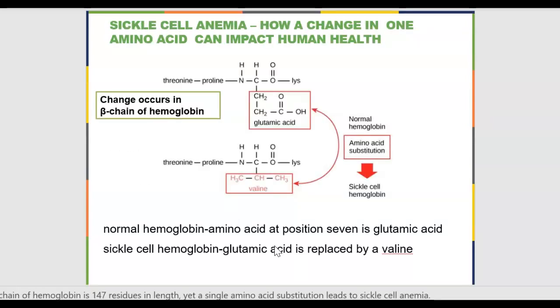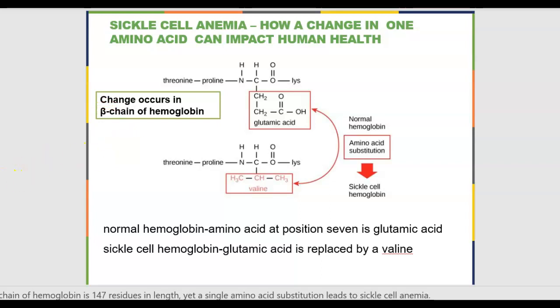Here's a specific example of where something can go wrong. Normal hemoglobin, which is a protein, would have an amino acid at position number 7 on that chain, if you just counted, which is glutamic acid. But when someone inherits the gene that instead replaces it with another amino acid, in this case valine, that can cause sickle cell anemia. So it's the change in the beta chain of that hemoglobin.